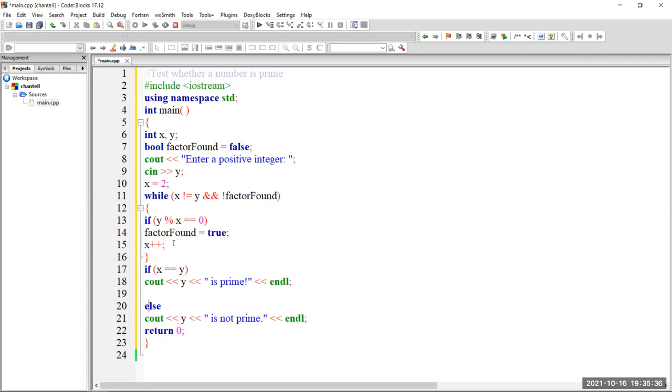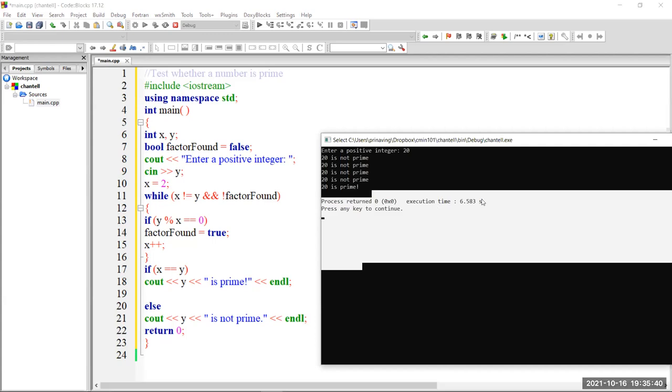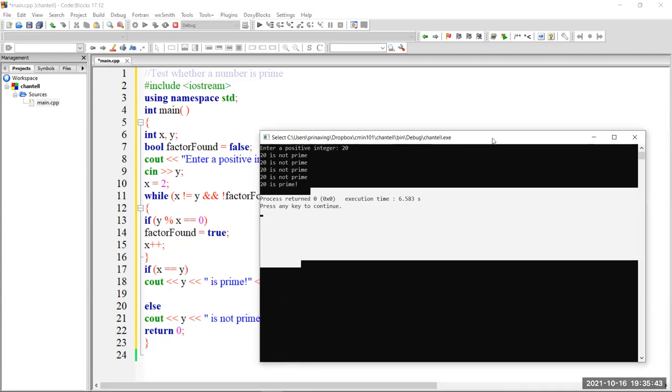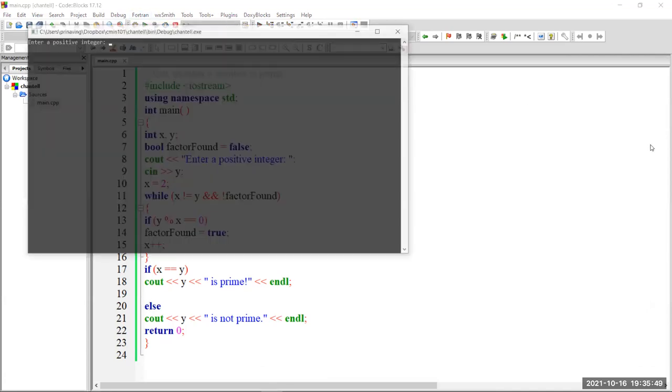Okay. Let's see if this one runs. Let's see what happens over here. So you can run this program like I did now. When you are studying, you run the program. It says enter in a positive integer. I'm going to enter in 20.